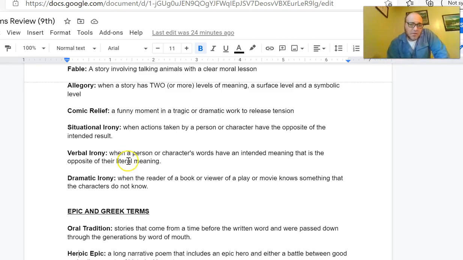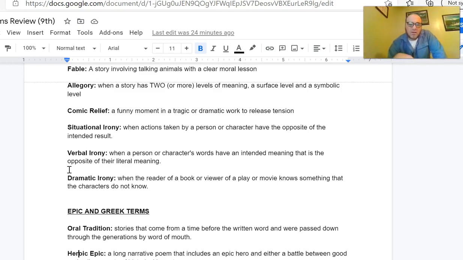Another example: when Odysseus tells the Cyclops that his name is Nobody, there's verbal irony there as well. We know that he's not nobody. In fact, he's the opposite. He's the central character of the story itself. That would be an example of verbal irony.